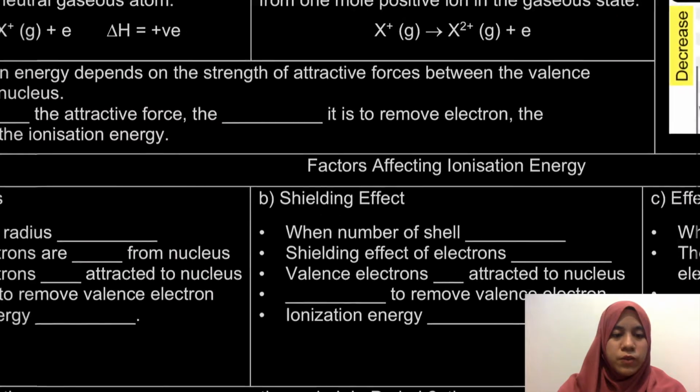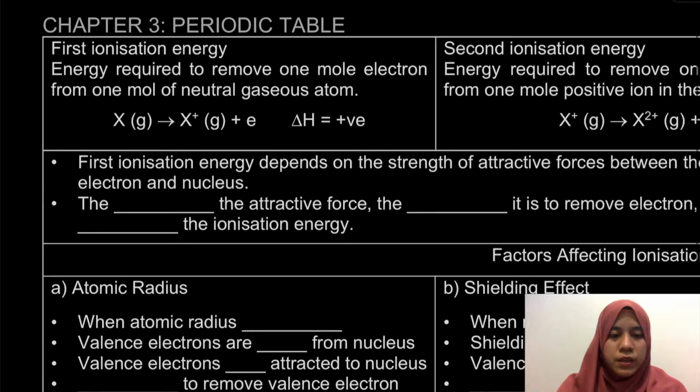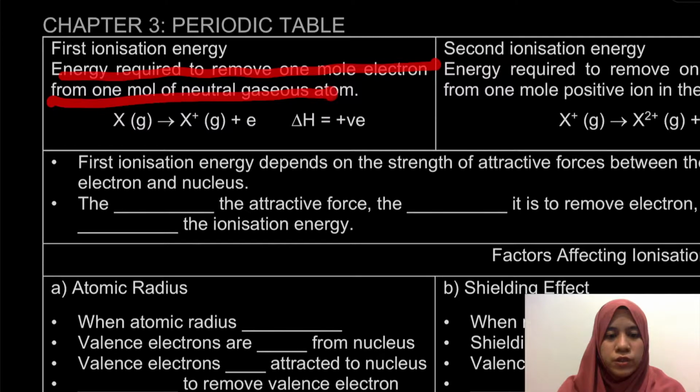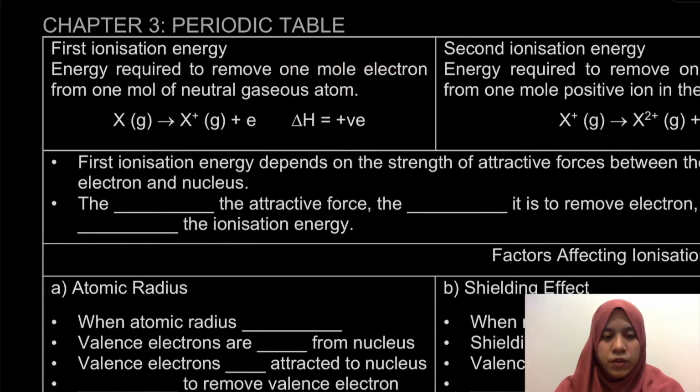Okay, so again, what is ionization energy? Ionization energy is the energy required to remove 1 mole of electron from 1 mole of neutral gaseous atom. Okay, so it's the first one. Why does it mention about the first one? Because it is actually where we remove the first electron from 1 mole of our neutral gaseous atom.